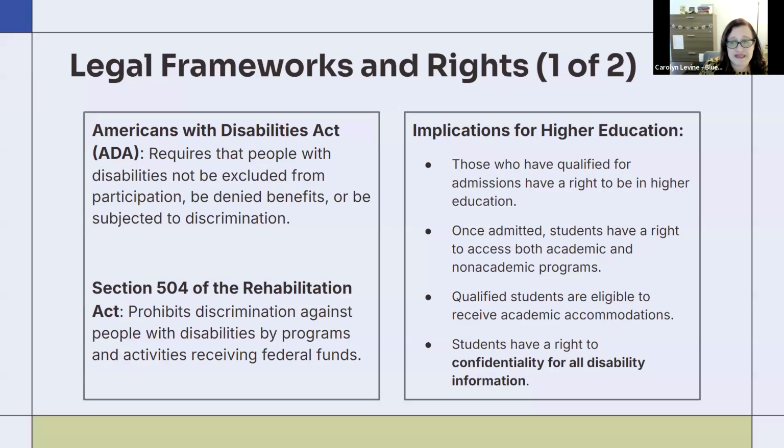And once the student is admitted, they have the right to access academic and non-academic programs. I think that's a really important thing to remember, that it's not just the classes they have a right to access, but it's the other student activities, clubs, sports, what have you. Qualified students are eligible to receive accommodations. And also students have the right to confidentiality for all disability information. So that's why when you get accommodation letters from me, there's nothing on there about diagnosis. I'm never going to share that information with anyone. But do know that I have documentation on file for all students that are receiving accommodations. So I'm not just handing things out because I feel like it.